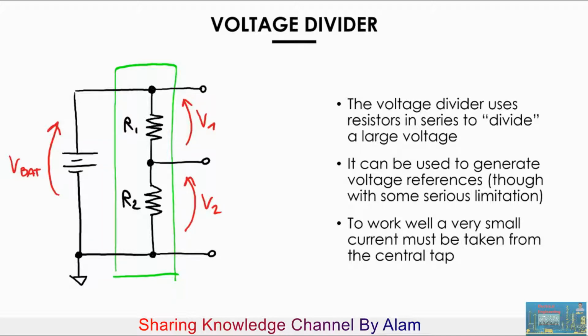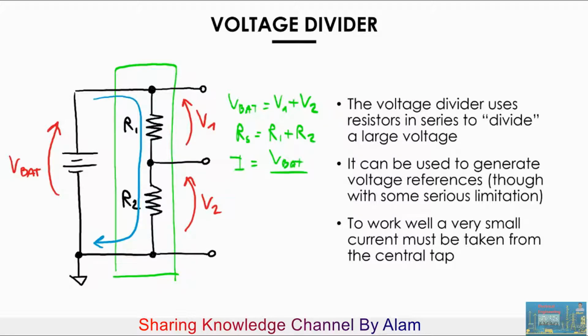The values of V1 and V2 are easy to calculate. From the Kirchhoff voltage law, we know that the sum of V1 and V2 has to be equal to V-bat. V-bat is equal to V1 plus V2. In order to calculate the values of V1 and V2, we can simply do the following. We remember that the equivalent series resistance of R1 and R2 is equal to the sum of R1 and R2. So RS is R1 plus R2. Then we calculate the current going through the series of these two resistors. The value of the current will be equal to V-bat divided by R1 plus R2, which is the series resistance.